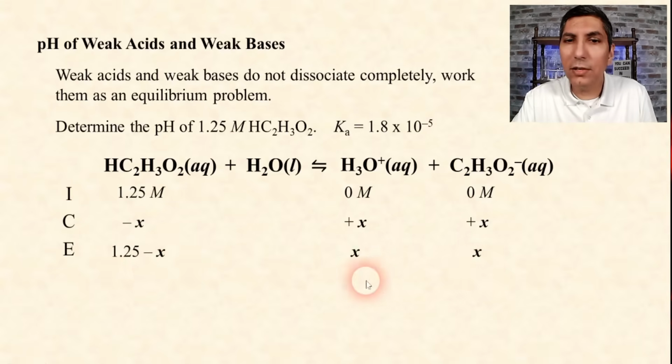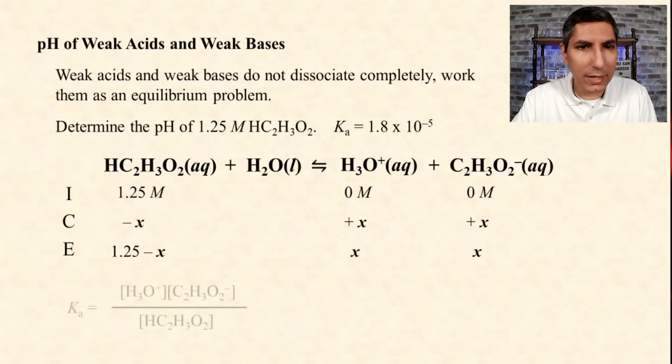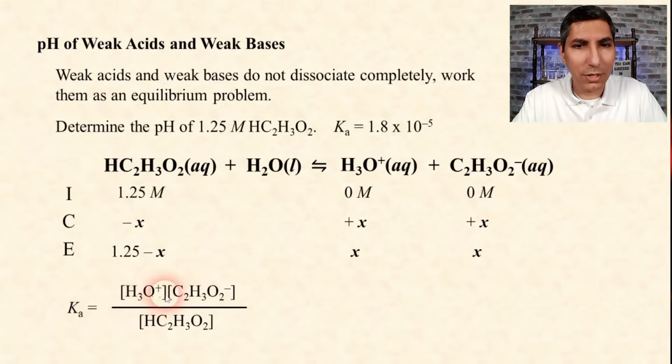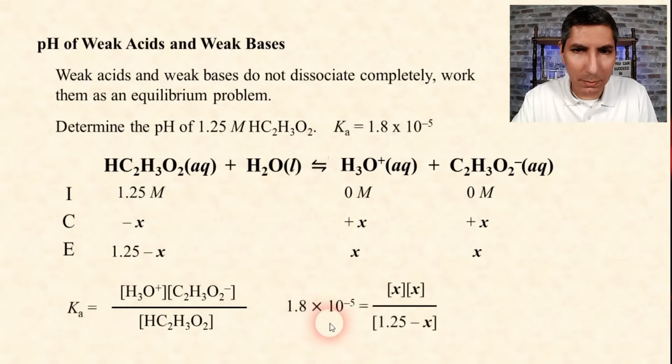So we're going to plug these values into the equilibrium constant expression. So we write that like this. Ka equals hydronium ion concentration times acetate concentration all over the acetic acid. Notice that liquids like water are not in this. So we just plug and chug. The Ka is 1.8 times 10 to the negative fifth equals x times x over 1.25 minus x.